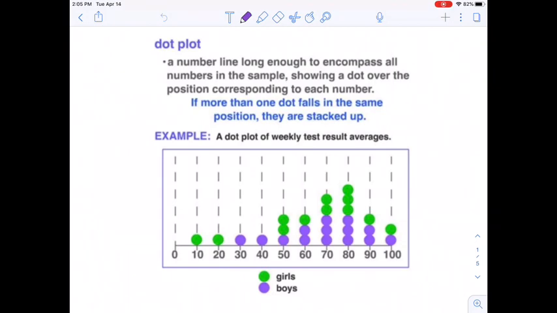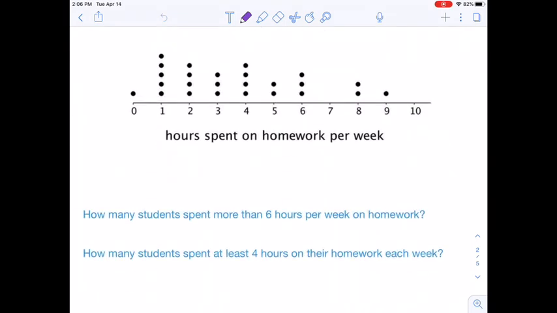but I thought we would just have a quick reminder of what we did yesterday when we learned what a dot plot is. So a dot plot's just a number line that's long enough to hold all of the data that we're trying to work with. And we remember that if there's more than one dot for that particular position in our graph, we just stack the dots up. And this is an example of a dot plot here of test scores. And you can see this dot plot is even a little creative, using different colors to represent girls and a different color for representing boys. So let's look at this dot plot together.